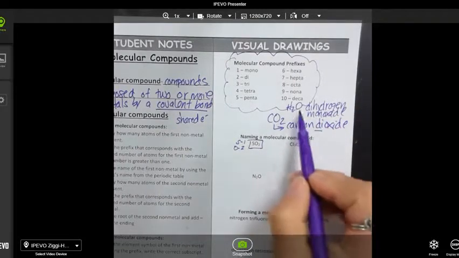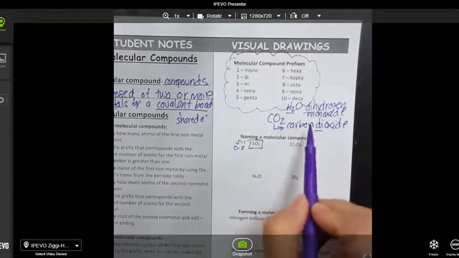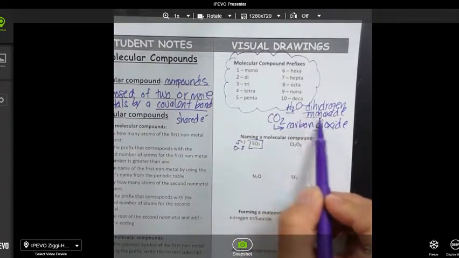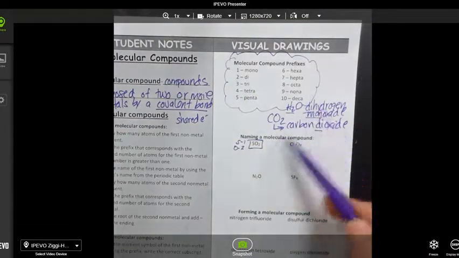Okay, well, how many hydrogens are in this compound? There's 2. Look at the prefix. 2 is di. And 1 oxygen, monoxide. Mono means 1. So we are going to be learning how to actually do these.